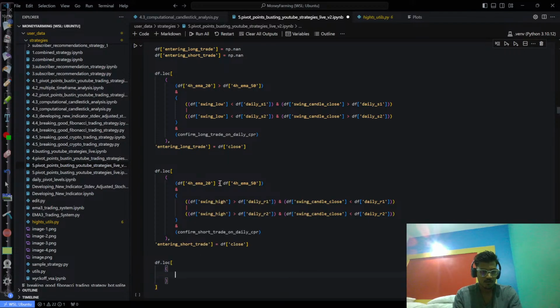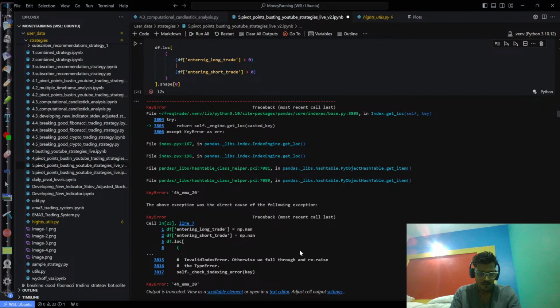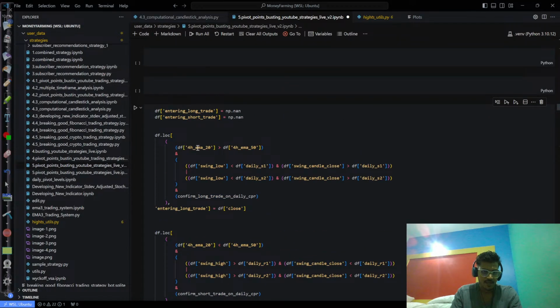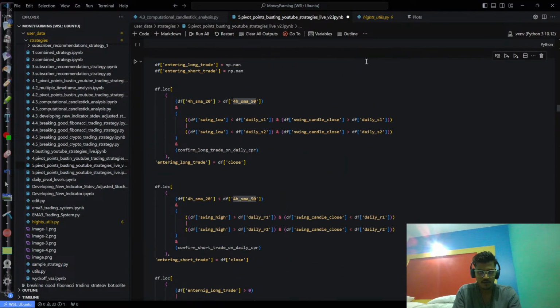So this is on 15 minutes combined with all those, so let me show you what I mean. Okay, so 4-hour EMA 20. Shit. It's SMA, guys. It's not EMA. SMA. So swing candle close. Okay, instead of that, I just use close.